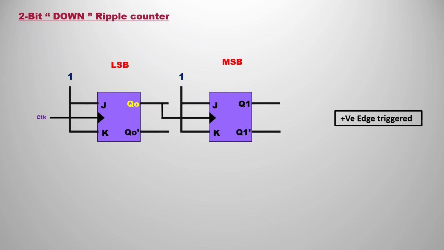So then you are going to have the down counter with the positive edge triggering in the JK flip flop. Then you need to just invert. You need to connect Q naught to the next flip flop as clock. If you observe, this is exactly opposite to what we have when using negative edge triggering.